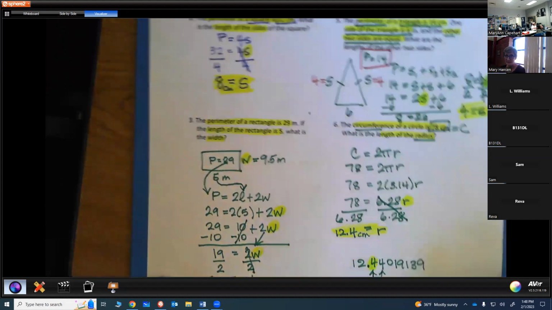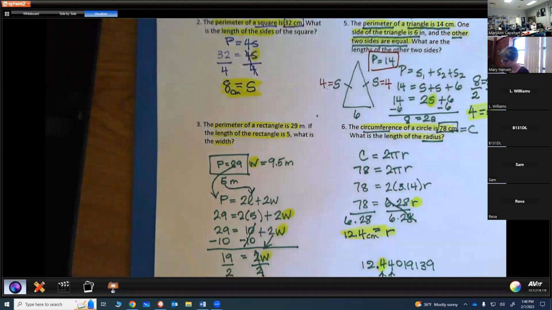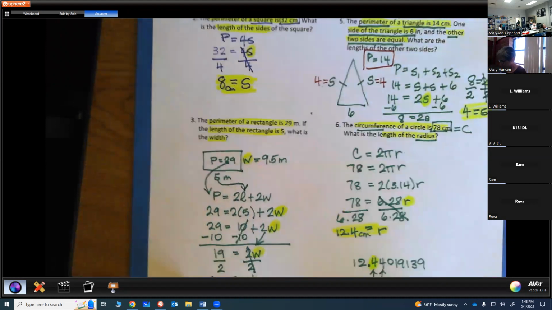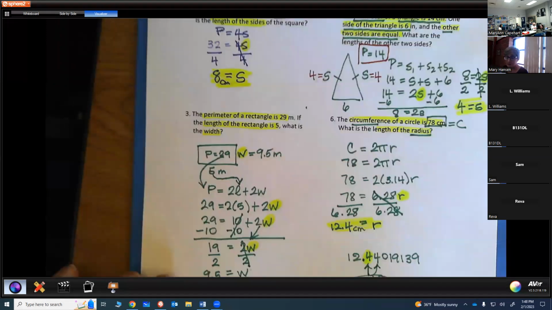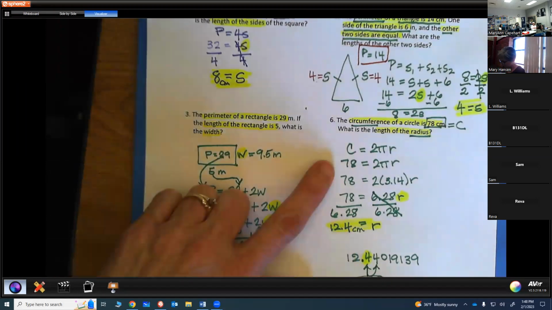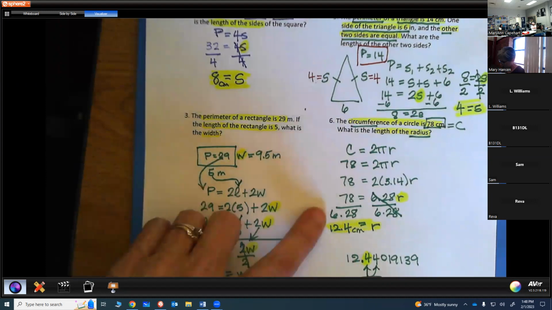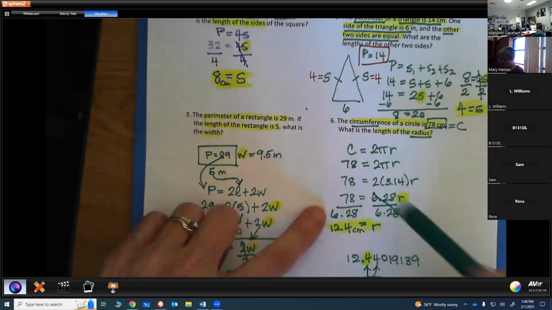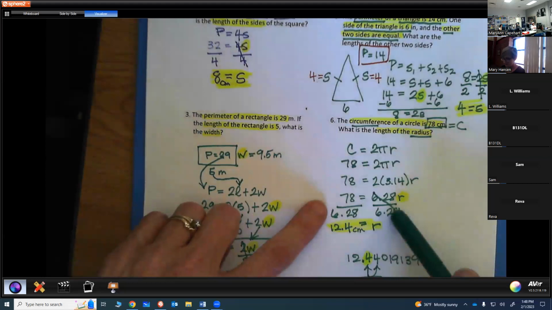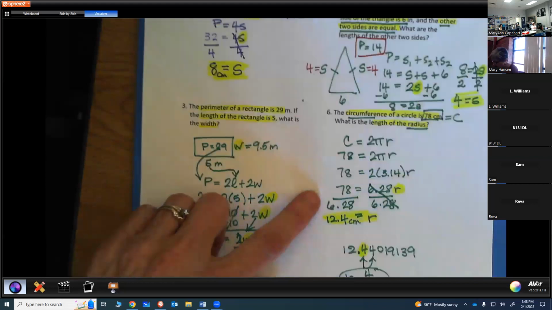Yeah, I got a question. So the answer, 12.4 centimeters. It's... What? Yes. Okay, so 78, the circumference, it's divided by twice pi. Yeah, he should have it all. It's divided by twice pi. Is that what you said? Yeah, yes. So okay.